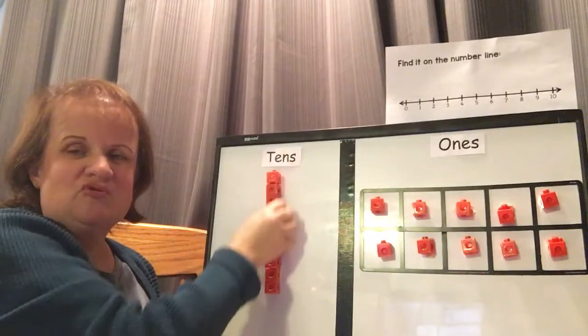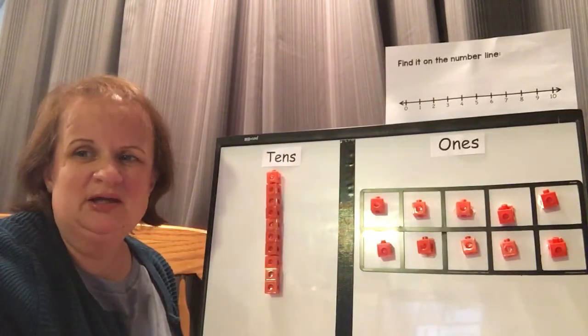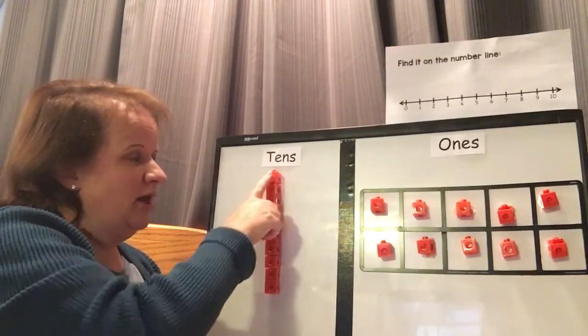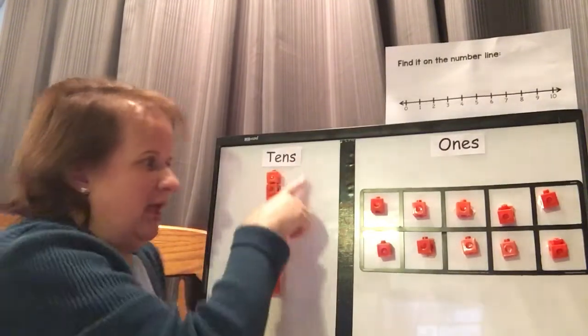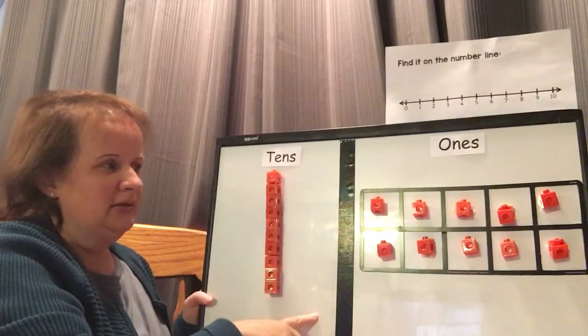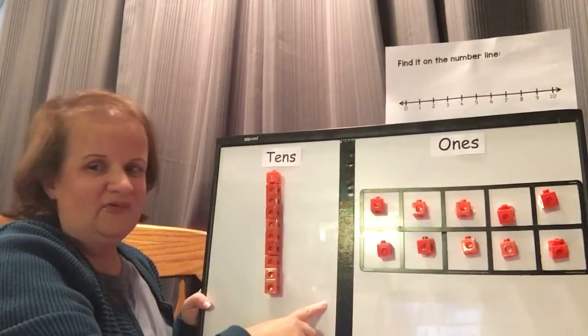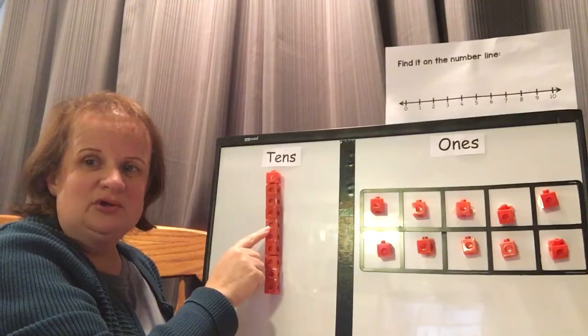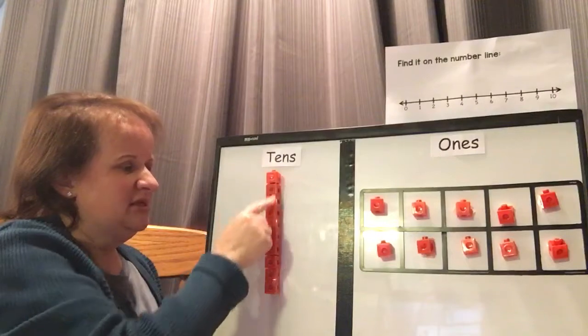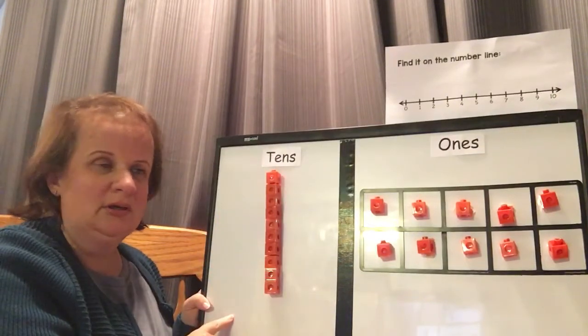This is called a rod. Can you say that? It's a rod. It's a rod and there are 10 blocks. Watch if I put these blocks in a long line, a long vertical line, I can have it look like this long rod that shows me 10 blocks. Watch.